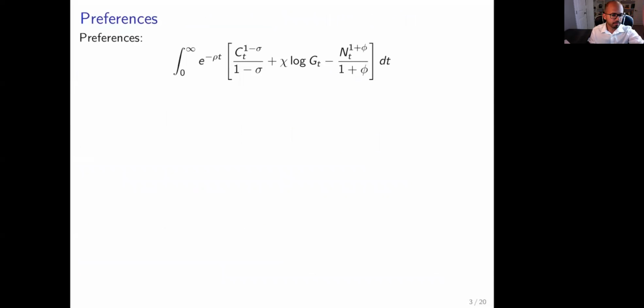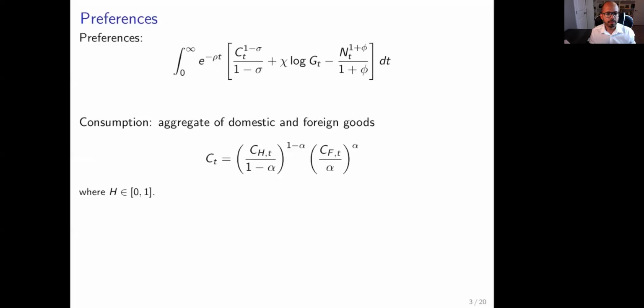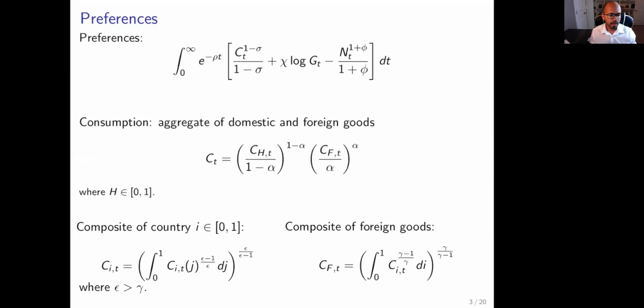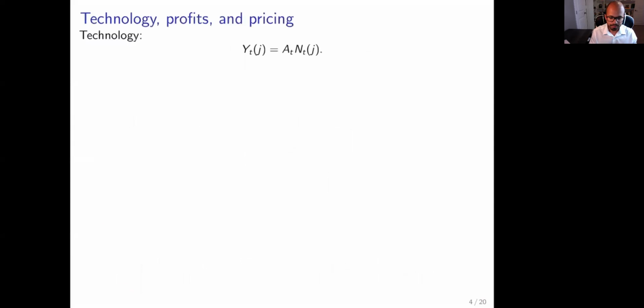Households have isoelastic preferences. Consumption consists of an aggregate of domestic and foreign goods, with a weight on foreign goods given by alpha. Households consume a variety of individual goods produced in country i, which is aggregated into a bundle using elasticity of substitution epsilon. These different bundles from different countries are further aggregated into a composite using a CES aggregator with elasticity gamma. We assume that the elasticity of substitution for these individual goods is larger than the elasticity of substitution for the composite goods.